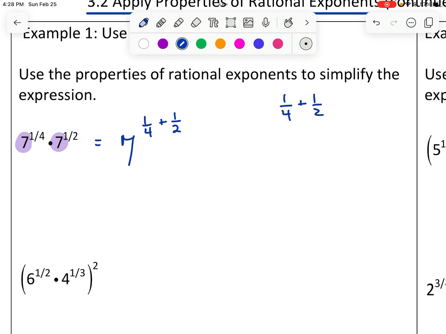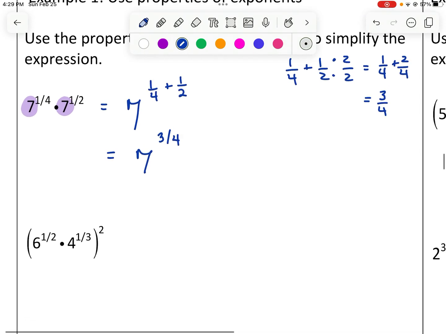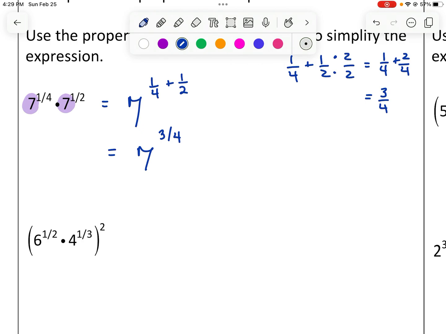Go ahead and do that arithmetic, work it out. Yes, you need a common denominator. And so you should end up with 1/4 plus 2/4, so 3/4, which means this becomes 7 to the 3/4 power. All right, so again, it's nothing new. It's just that we're now using our exponent laws with fractional exponents. Now let's look at the next example.